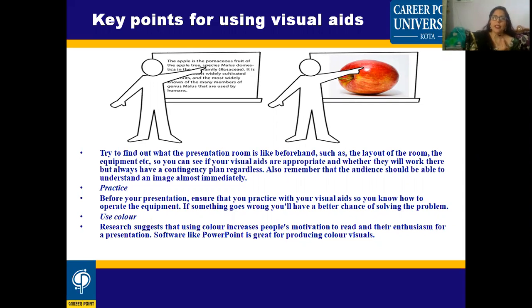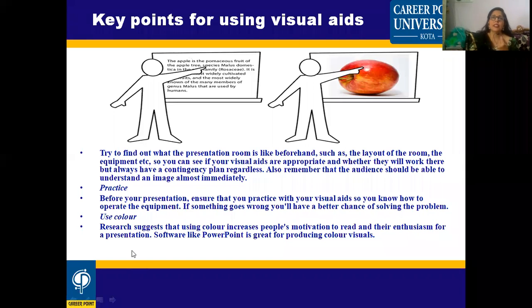And also remember that the audience should be able to understand an image almost immediately, as you may have immediately understood that apple is there about which you wish to convey the message or the information. You should always practice before presentation so that you may know certain weak points that you may wish to eradicate from your presentation. And even the color combinations are also important factors that you should always keep in mind before giving your presentation. And ensure that you practice with your visual aids.